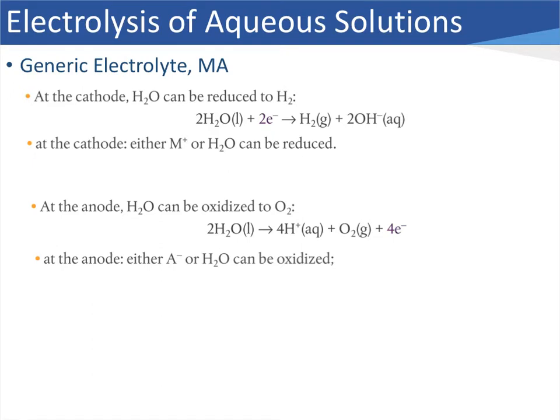In terms of electrolysis of aqueous solutions, if we have some general electrolyte, some metal, some non-metal, at the cathode, water can be reduced to hydrogen, or the metal ion can be reduced. At the anode, water can be oxidized to oxygen, or the A- ion can be oxidized. So we're going to have to make some choices in this video.